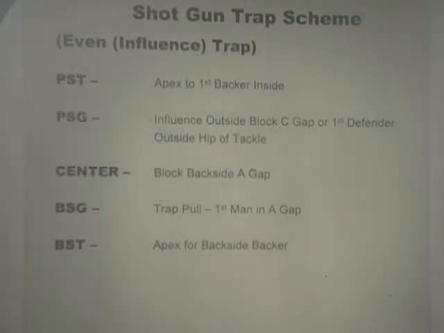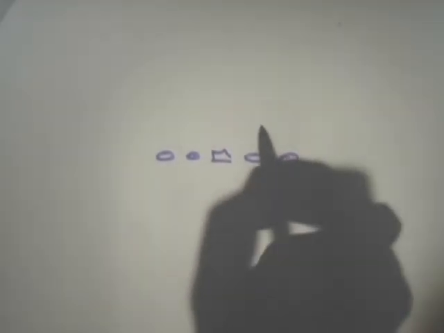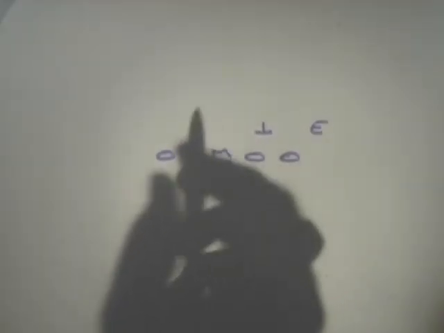Our next scheme is the shotgun trap scheme. It's the even influence trap. Our play side tackle is going to apex to the first backer inside. A lot of people ask me why I call that apex. Here's what it means.